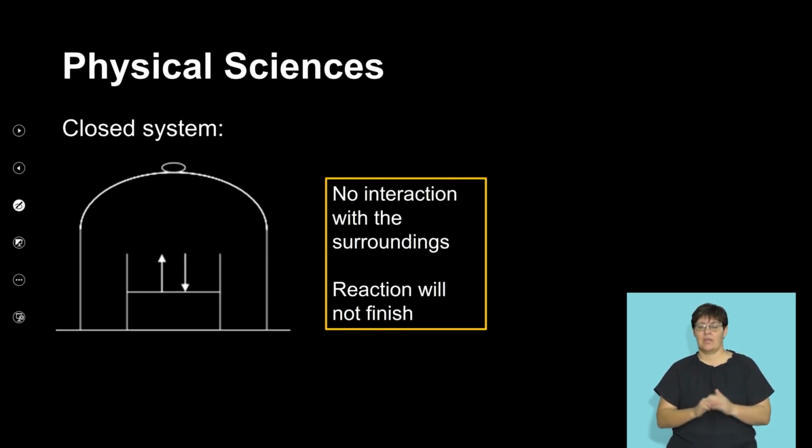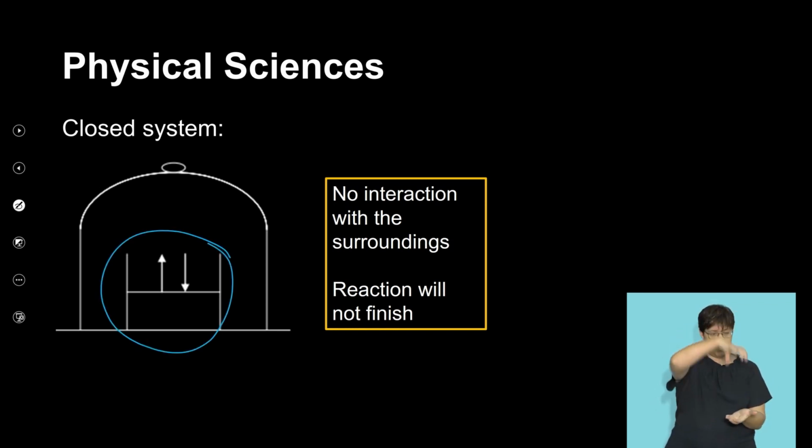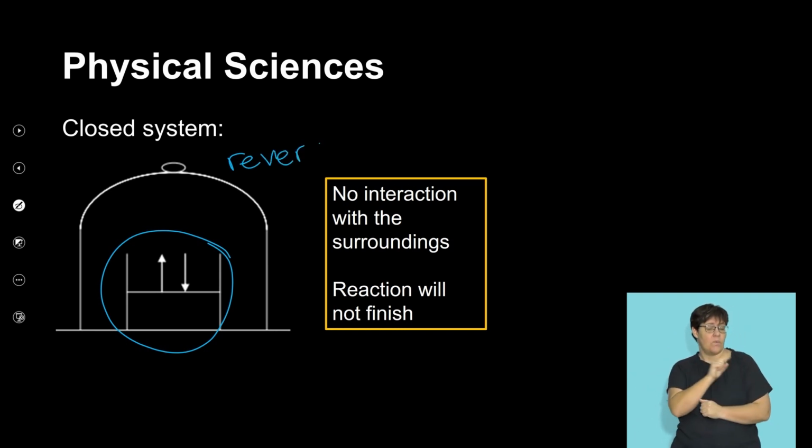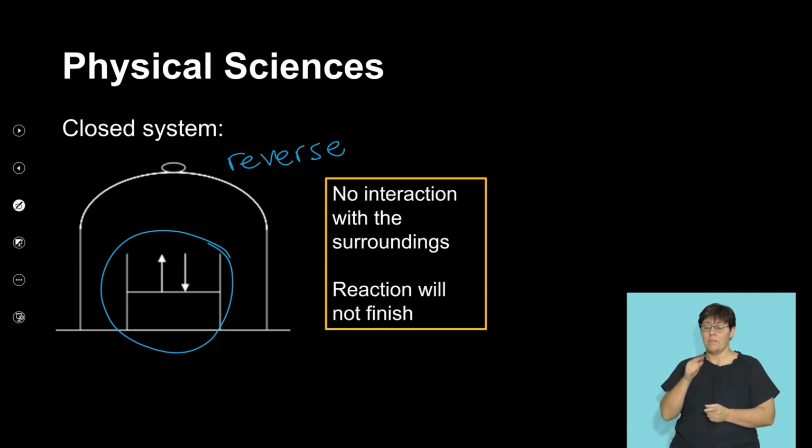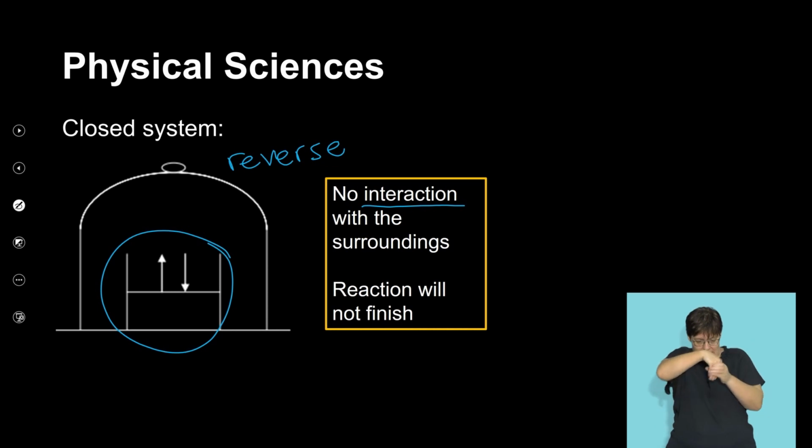If we have an example of a closed system here, it's physically closed, where we have our reactant vessel and a bell jar that's closing it. You can see that there's a reaction happening and the reaction comes back into the vessel, meaning there is some sort of reverse happening, because none of the product or the reactants can go out of the system. That means that there's no interaction with the surroundings. Everything that happens in this closed system stays in it, and this reaction will not finish.